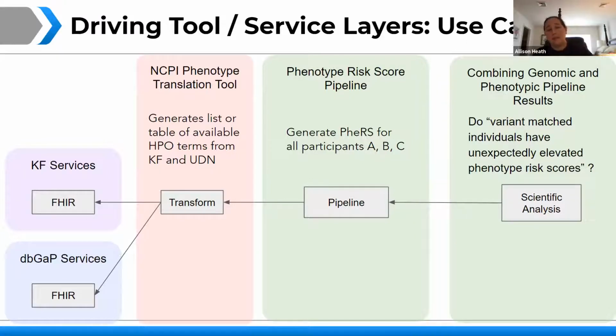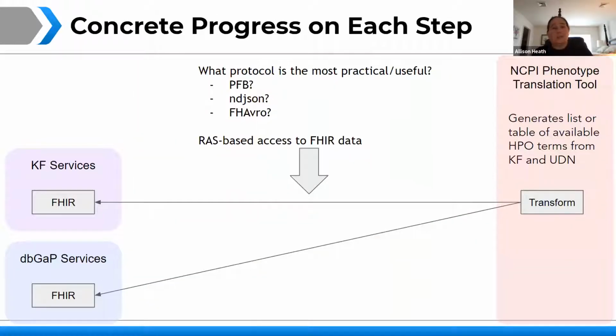And so I think each one of these steps, if we go to the next slide, I'll start to talk to that first one of, which protocol is the most practical and useful. We've been talking a lot about PFB. FHIR bulk has ND-JSON. There's the new emerging landscape of using more generic Avro for FHIR. Is it something else? Is it none of these?